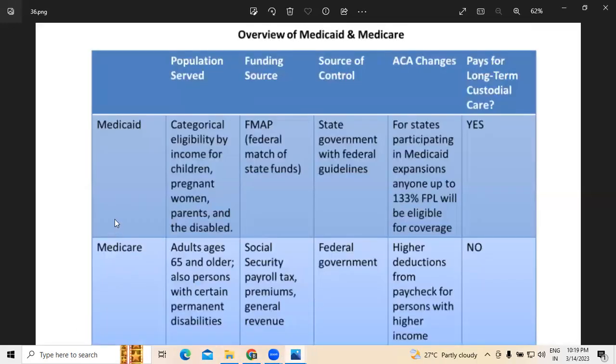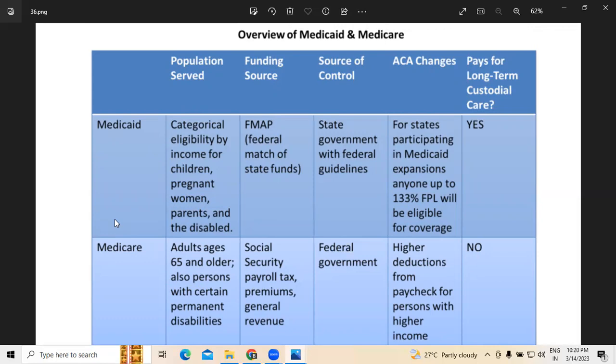Now, this is generally an overview of Medicaid, with reference to the different columns mentioned here. Medicare is for people 65 and older, as I told you. When it comes to funding sources, this is from the payroll taxes, which get deducted, and the source of control is the federal government. In reference to the changes under the ACA, higher deductions will happen for people who have higher income.